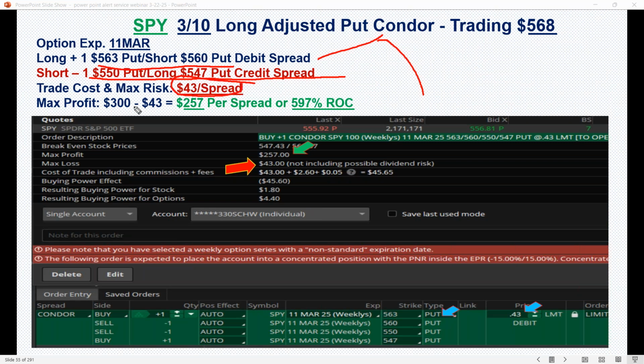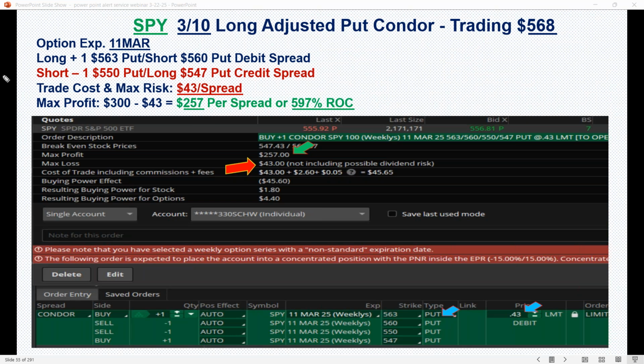Okay. Look at the spread width. It's a $3 wide spread, right? Less the cost of 43. So the potential for this trade, if it goes out in here, would make $257 per spread. Our risk is 43. That'd be a 597% return. Okay, and so basically that's exactly what it did.